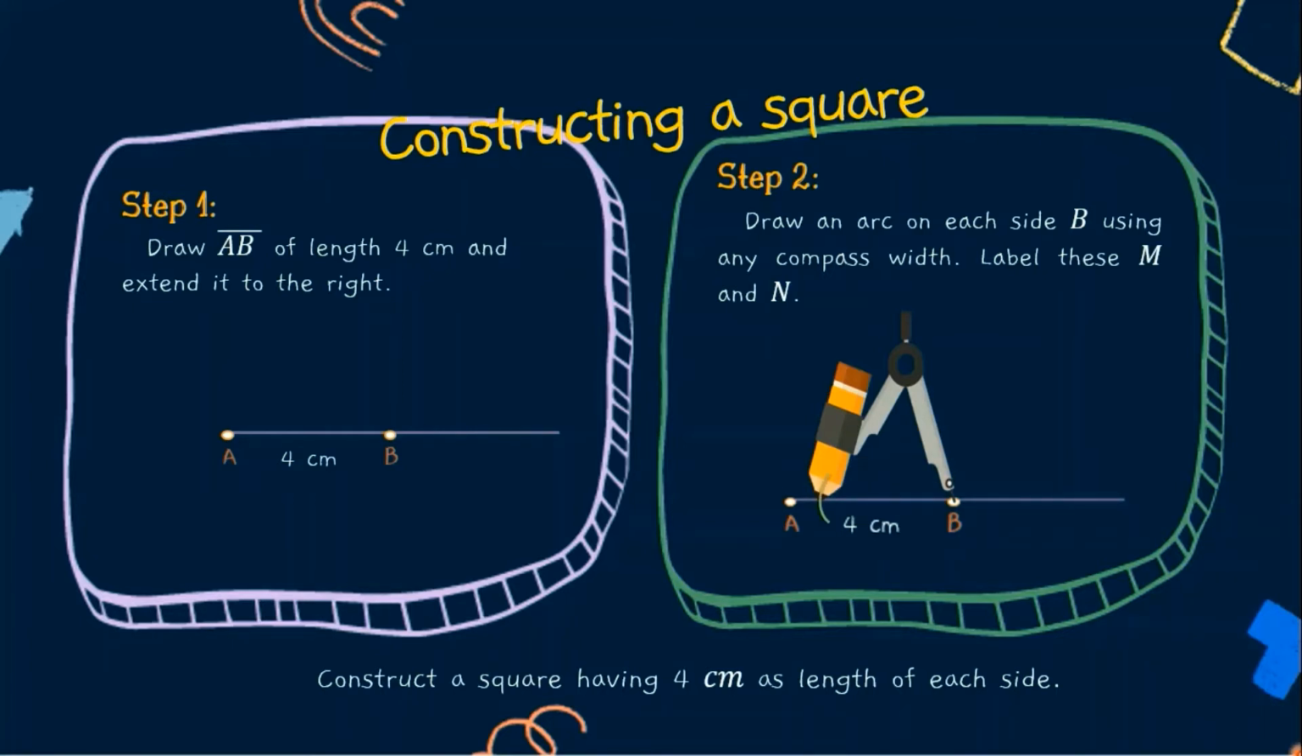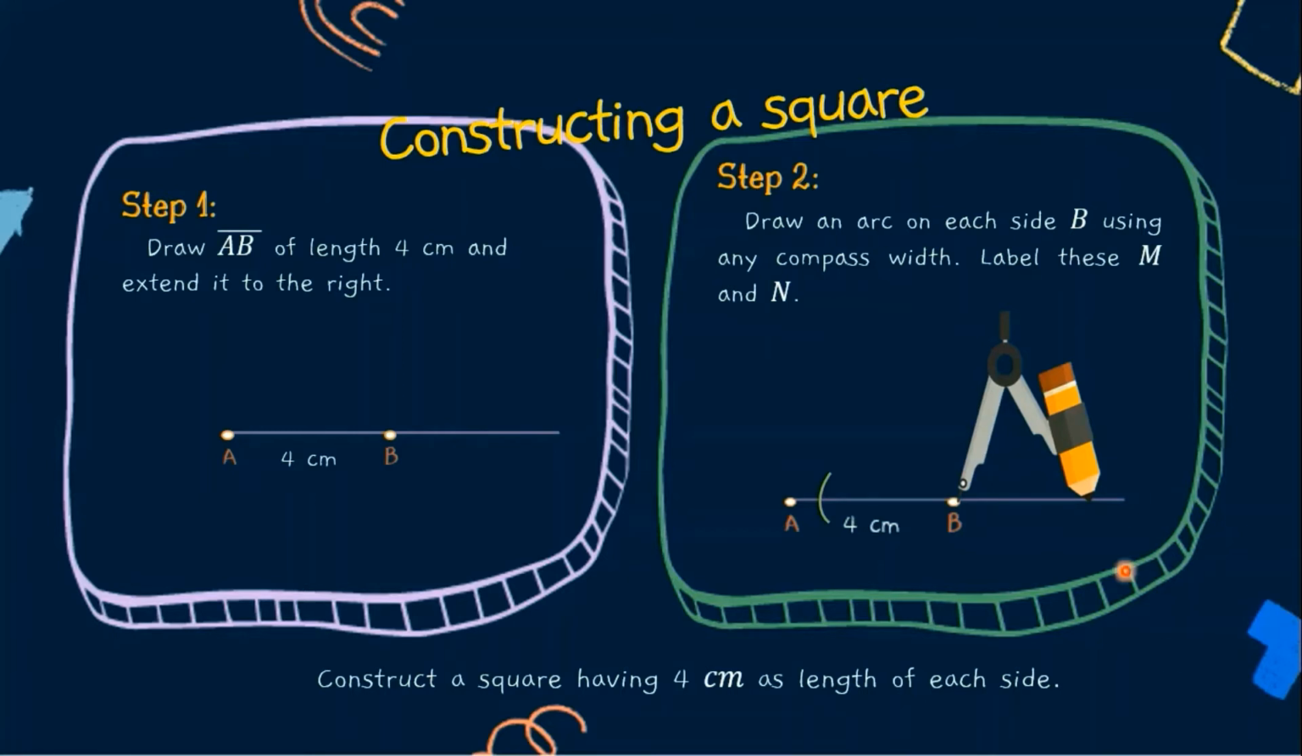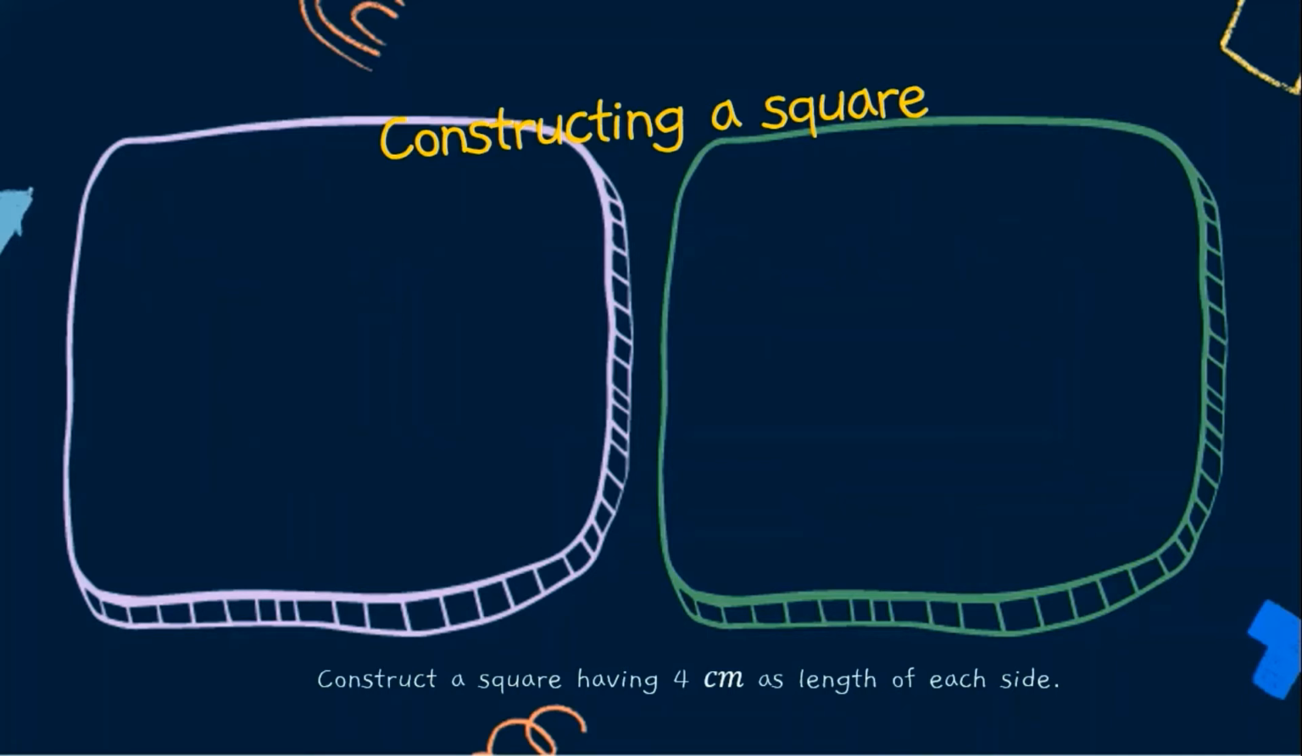And then, draw an arc. Ganun din yung gawin natin sa kabila, yung pointy tip ay nasa B pa rin. Kung ano yung sukat nung ating compass kanina, yun din yung gamitin nating sukat dito. Parehong sukat dapat. Huwag na nating i-adjust. Then, draw an arc. Yung una nating arc, label it as M, and then yung pangalawa ay N.